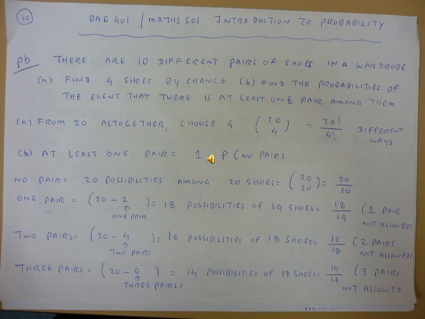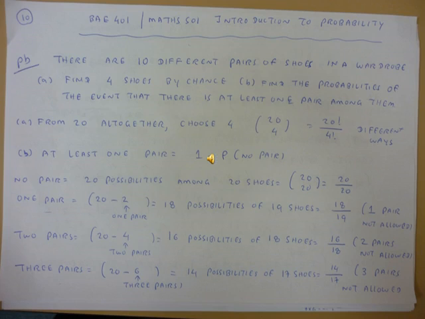So how many ways do you get? There will be 20 and 4, so 20 and then you have to select 4. So the numerator will be 20 factorial and the denominator will be 4 factorial. So 20 factorial divided by 4 factorial gives the different ways. 20 factorial means 20 multiplied by 19 multiplied by 18, and 4 factorial means 4 multiplied by 3 multiplied by 2 multiplied by 1. So those are the factorials.